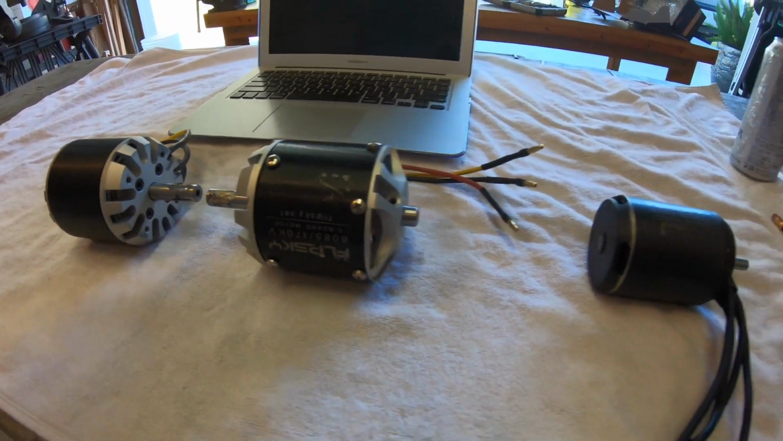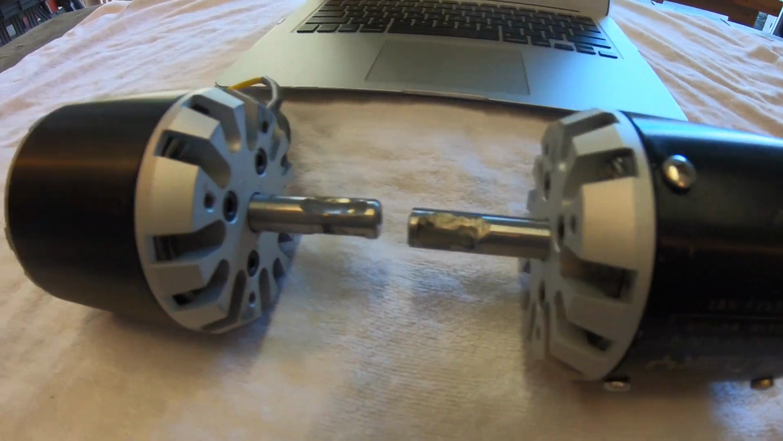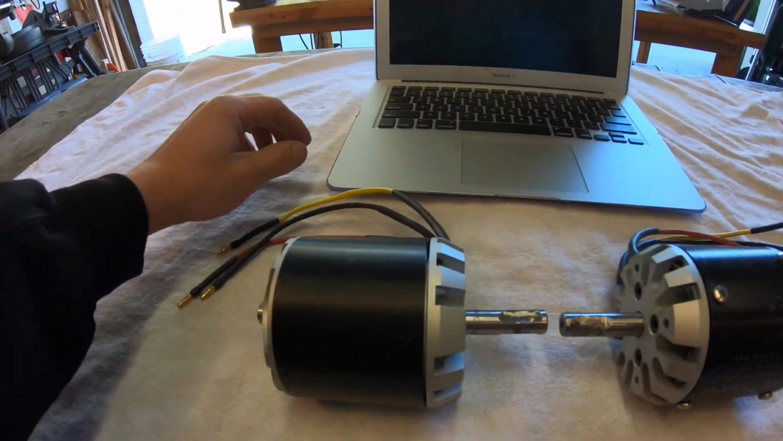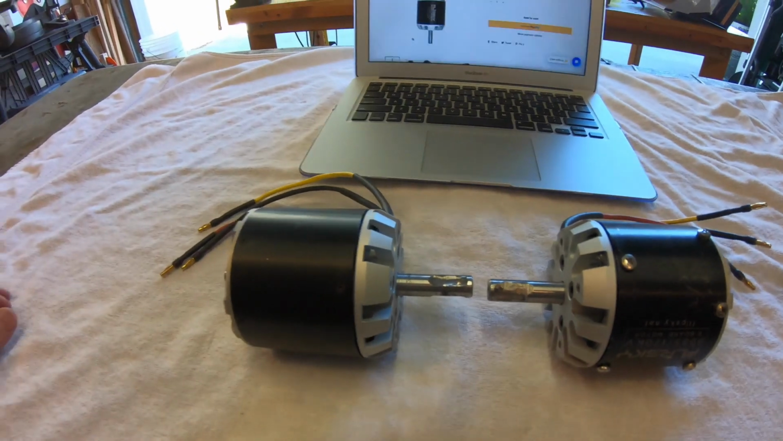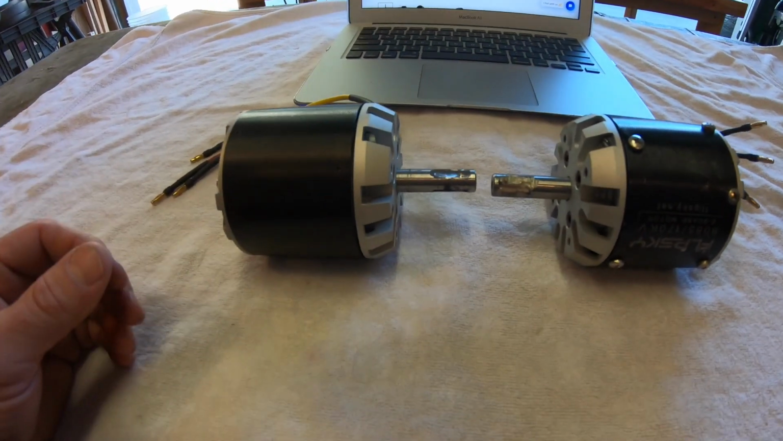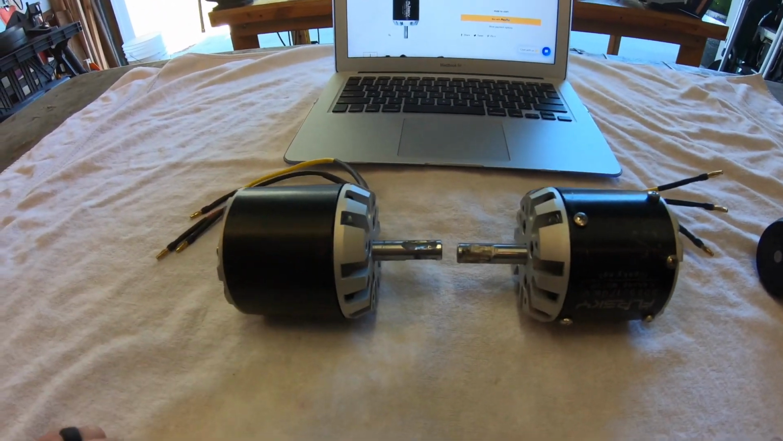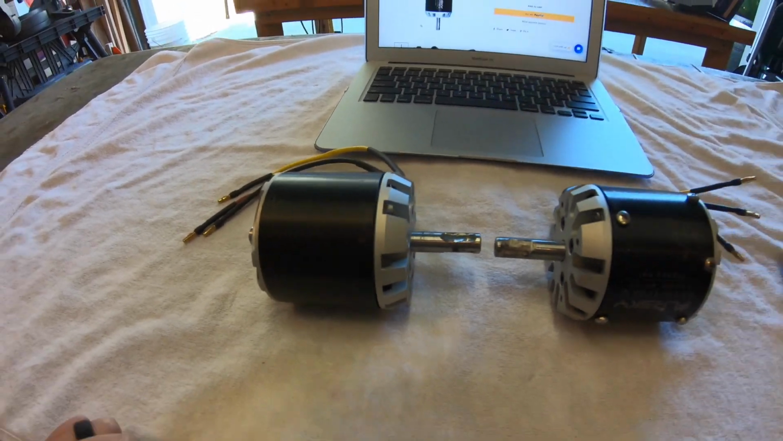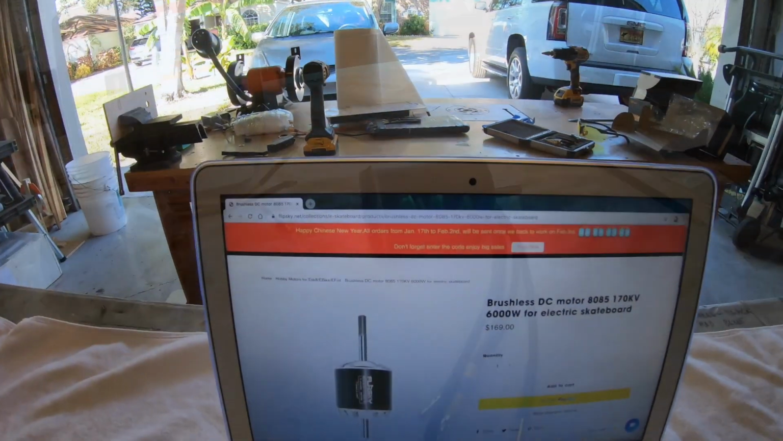They do have some potential and they could be really powerful, but there are a few problems that I want to show you, and then also a solution at home for what you can do to make these motors work the way they were supposed to. Let's check it out. The motor that I'm talking about today is this guy.